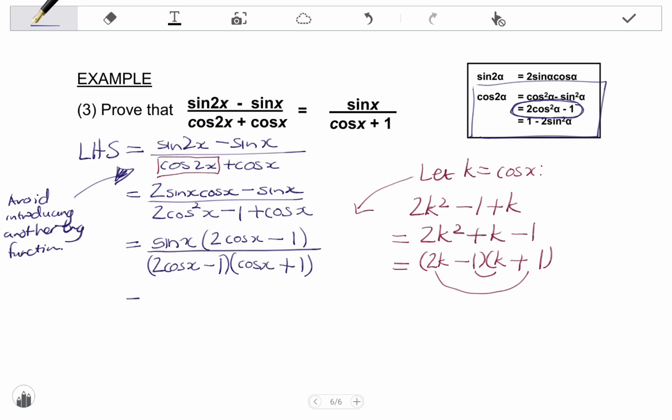Okay, right, now I have one term in the numerator and the denominator, so I can look for common factors to cancel, and we see we have a whole bracket in common. So I'm left with sine x over cos x plus 1, which happens to be the right-hand side. And that is the end of our proof.